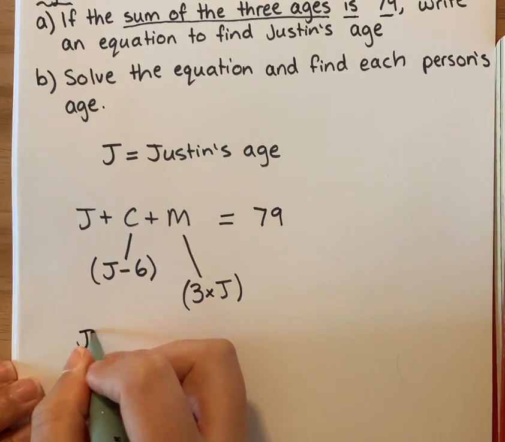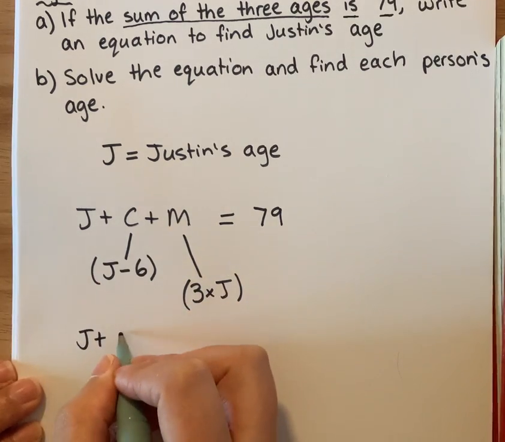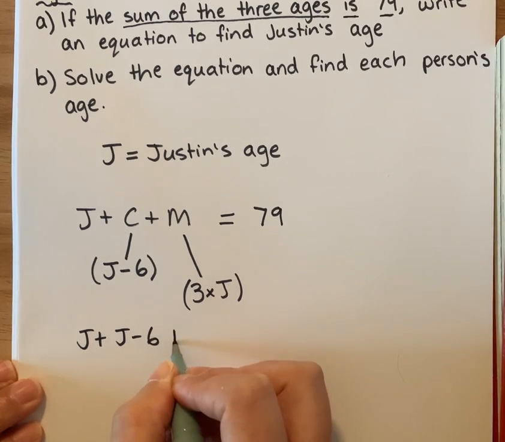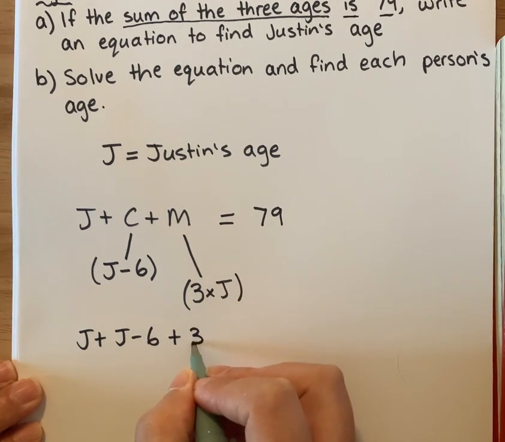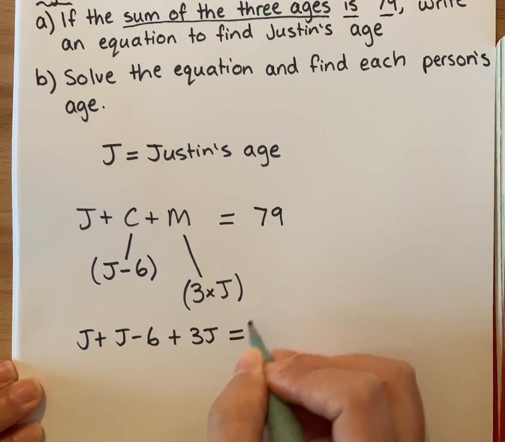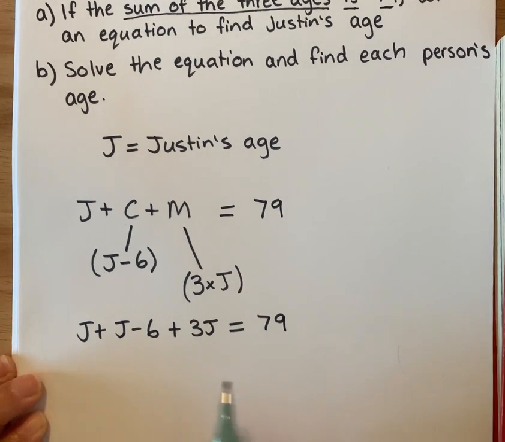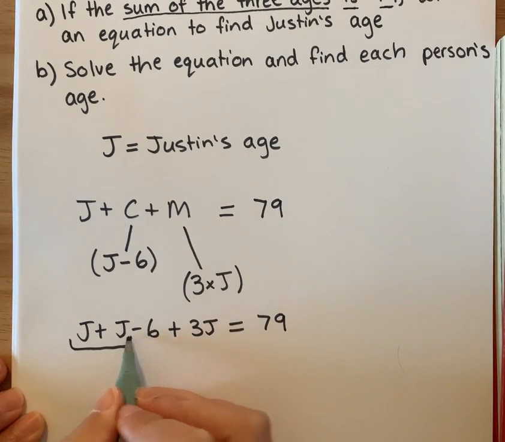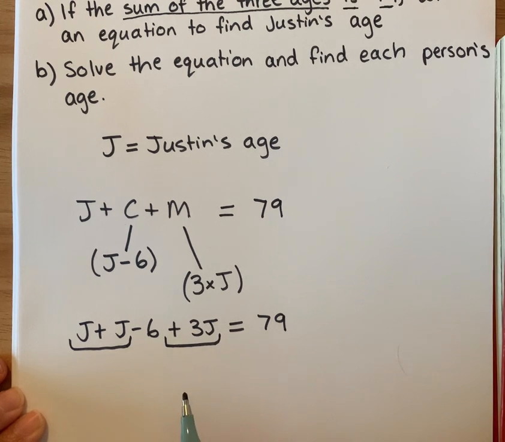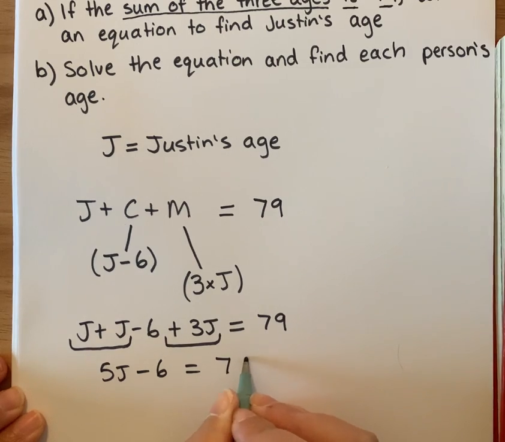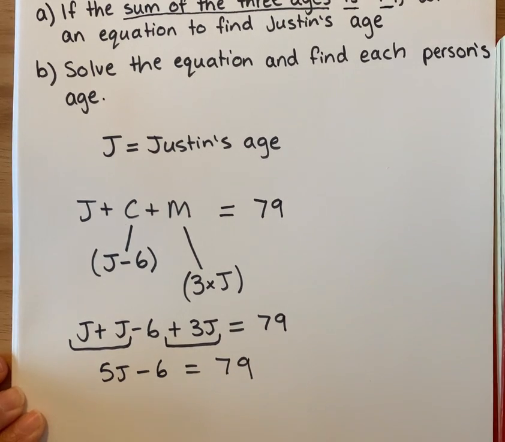So we've got J plus Chelsea's age, which is J minus 6, plus their mother's age, which is 3 times J, or 3J. And we've still got 79 as the sum. So now we can just collect our like terms here because we got it all in like terms. We've got all these J's, J plus J plus 3J, that's 5J, minus 6, equals 79. And now we've just got a simple two-step equation down here.